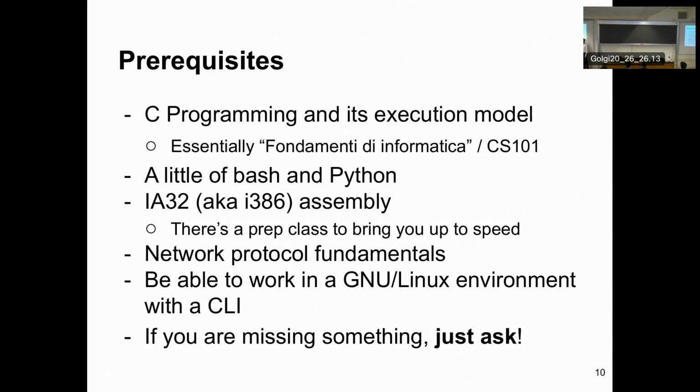You should know a little bit of x86 assembly. Since you do x86-64 assembly, there's a dedicated prep. It's just, okay, learn another ISA. Why?